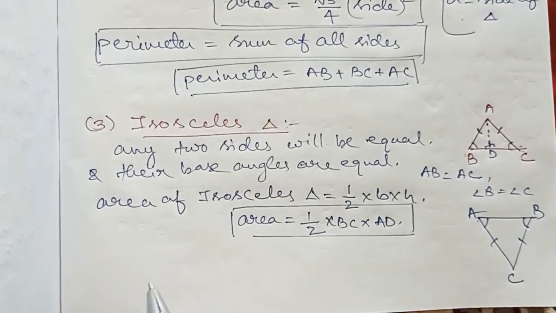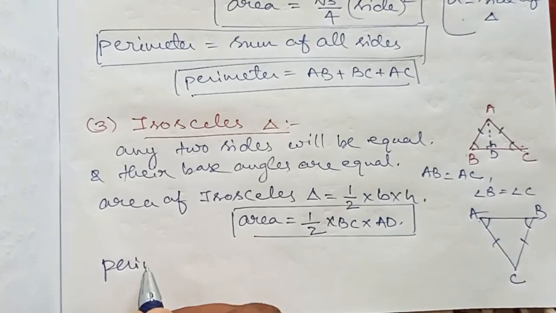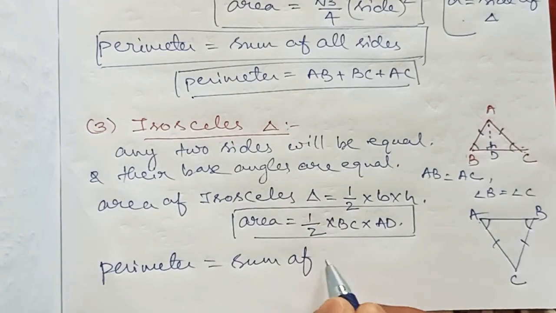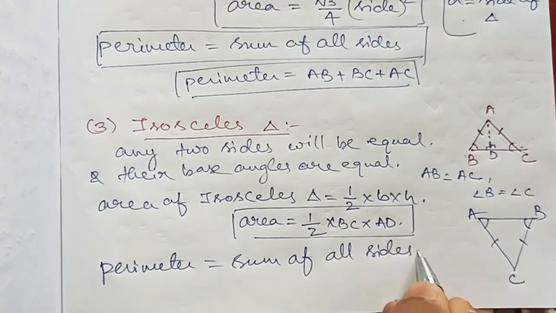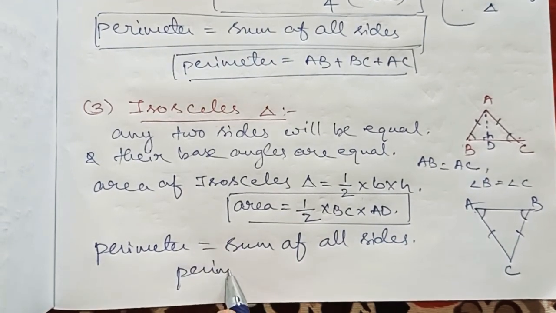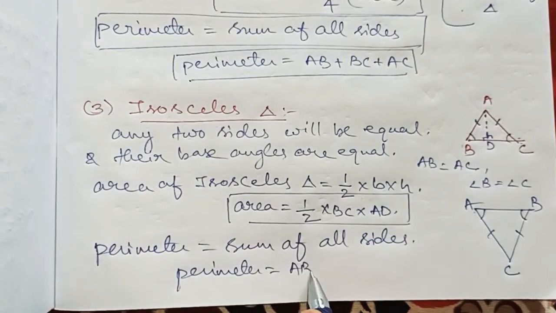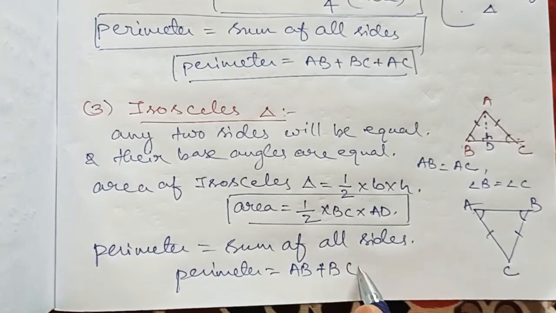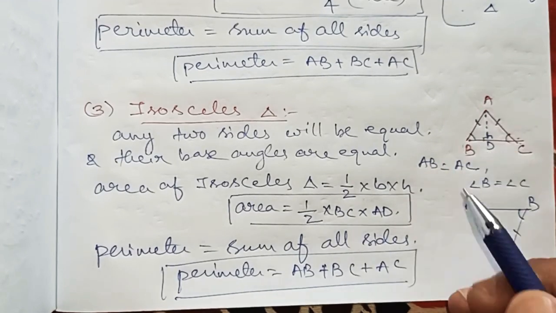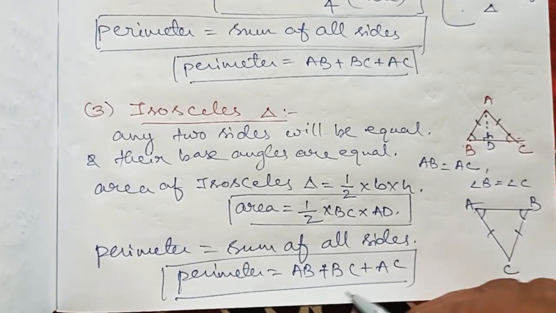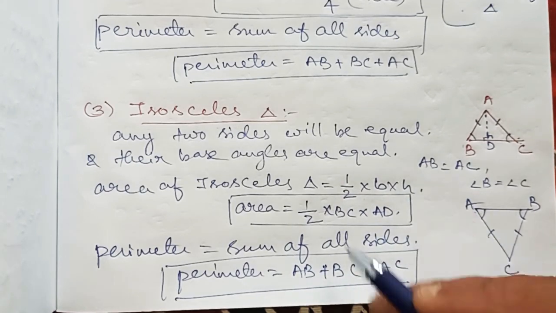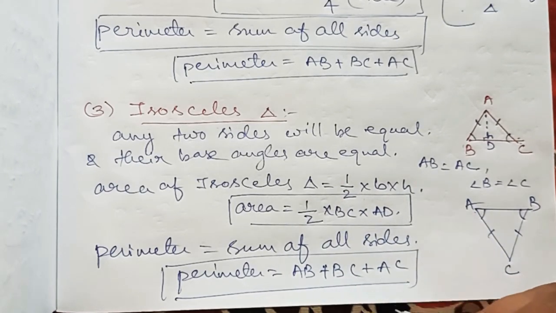Okay, next, perimeter. Perimeter is the same for all the figures I said. Perimeter means boundary, sum of all the sides. So perimeter is AB plus BC plus AC. This is the perimeter of this triangle. That means this is the perimeter of all the triangles, AB, BC plus CA, or you can write PQ, QR plus RP. Okay, like this you will be getting the perimeter of any triangle.